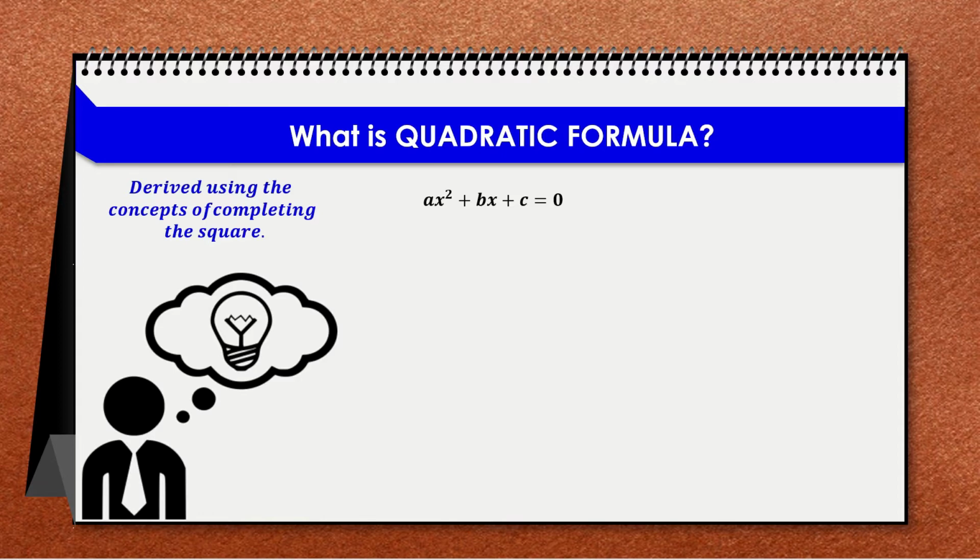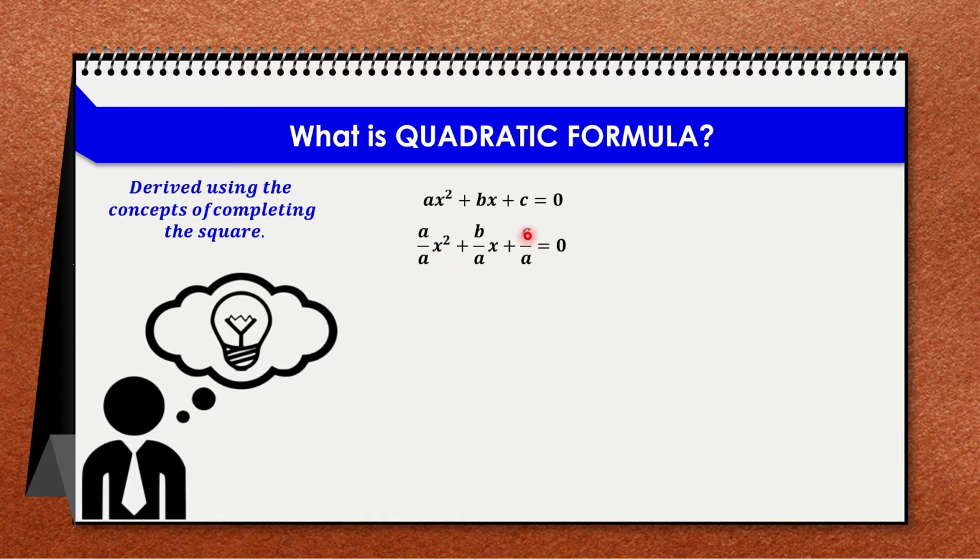Given the standard form of a quadratic equation, ax squared plus bx plus c is equal to 0, we need to divide the equation by the numerical coefficient of x squared. From here, we will have x squared plus b over a x plus c over a. So the numerical coefficient of x squared will be equal to 1.